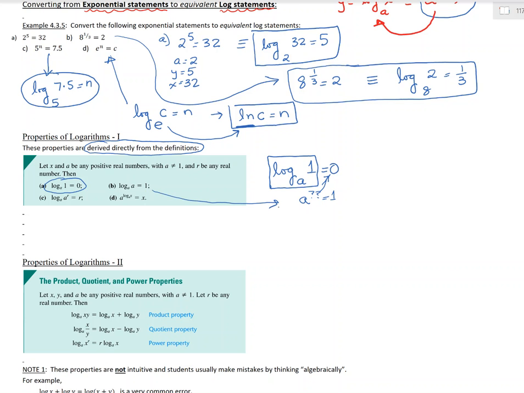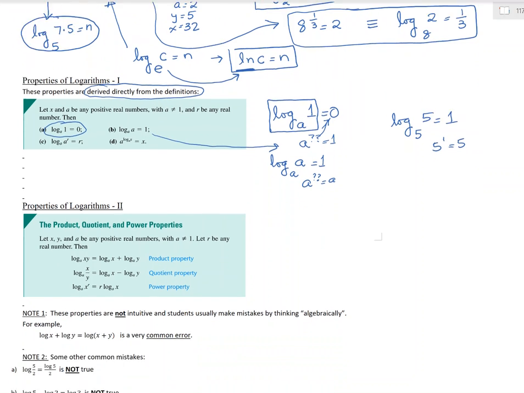Similarly, let's look at another one. What would log of a to base a be equal to? That means a raised to what exponent gives me a? This exponent must be 1. So it's 1. In other words, if you see log of 5 to base 5, what is it? It's 1, because 5 raised to the power 1 is 5.